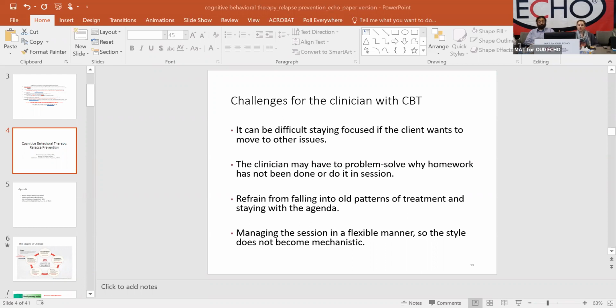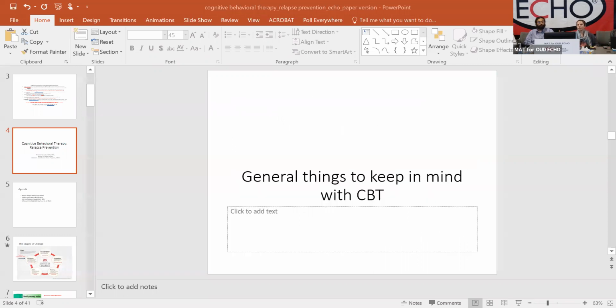And then making sure that we're not being overly mechanical. We're also listening to what's going on, but we're balancing that with a teaching style. And we want them to walk away from that session with a new skill or with something specific that they can then apply to their life in an effective way.